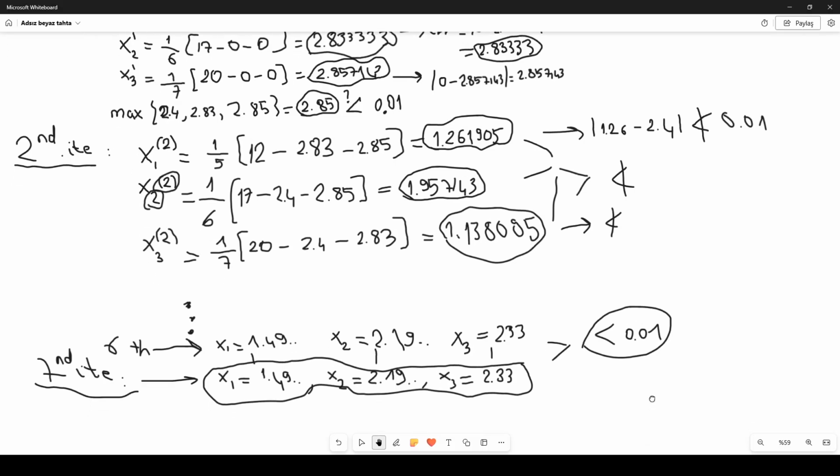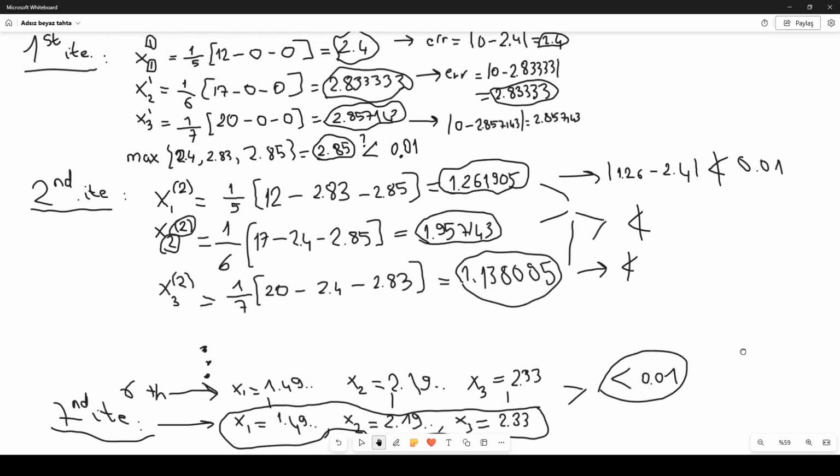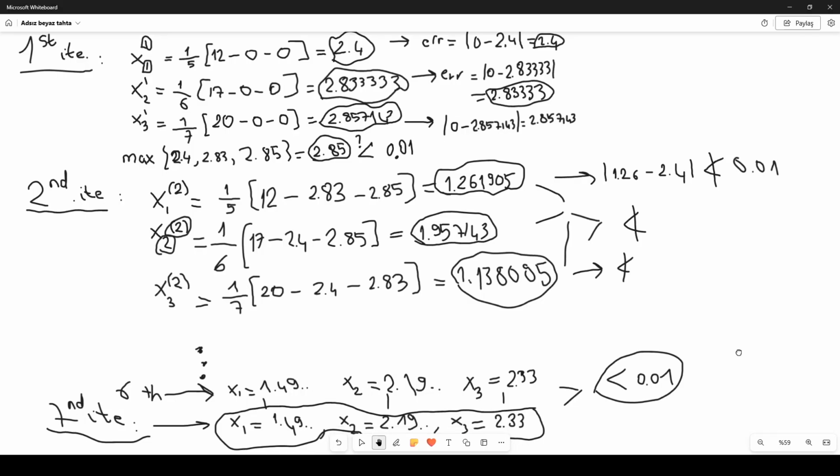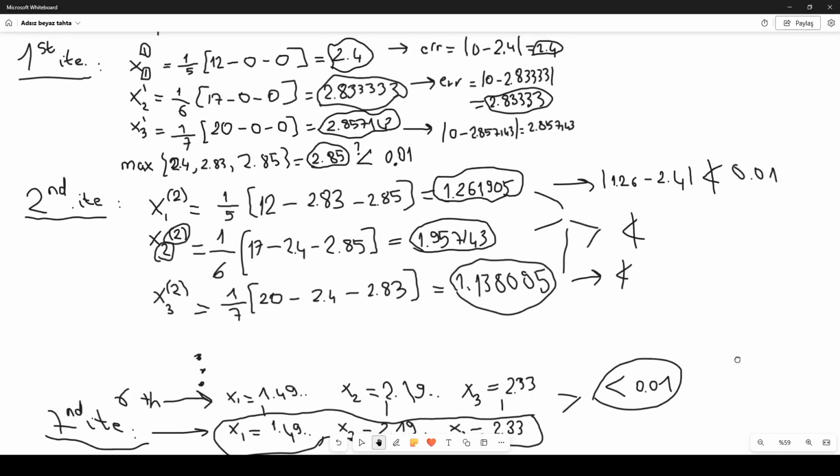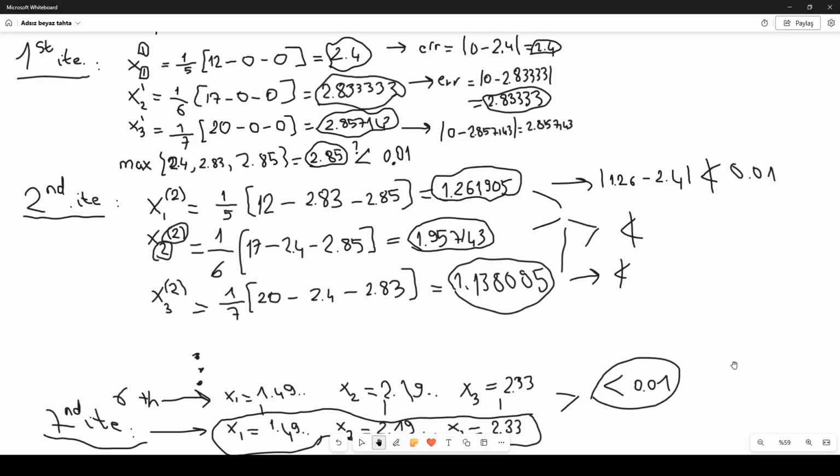Alright guys, and that's it for this lecture. In the next lecture, I will show you another iterative method, namely the Gauss-Seidel method, which is pretty similar to the Jacobi method, but there is a simple difference in the computational process. In other words, when we update the values, there's an important difference actually.